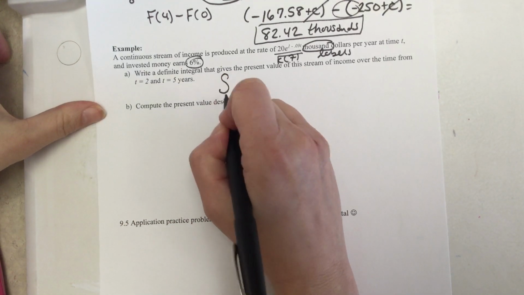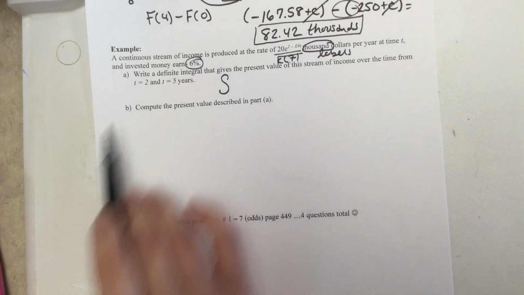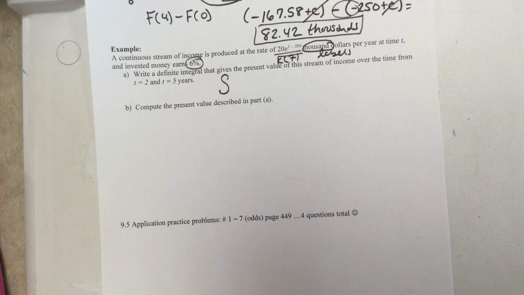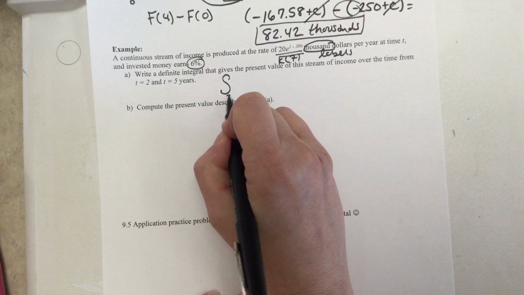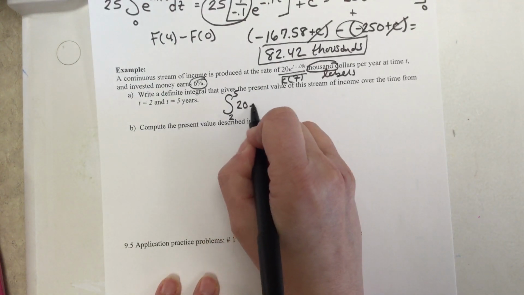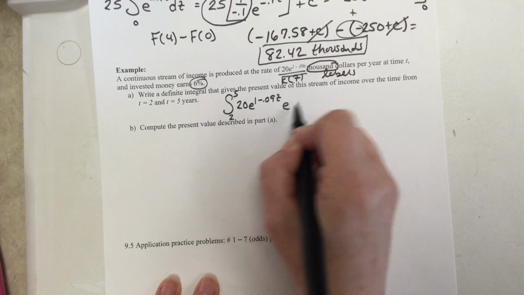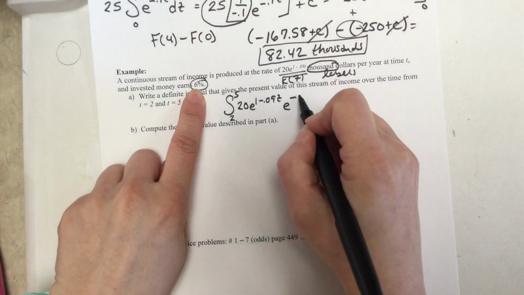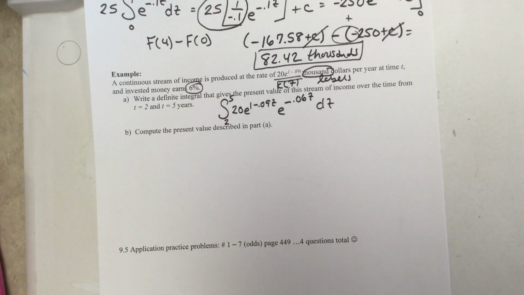I did this because some of the suggested assignments in the book separated it as A and B. A is like, okay, let's just write this, and B is like, okay, now let's solve it. So I'm going from 2 to 5. K of t is 20e^(1 - 0.09t), then it's e to the negative rate, e^(-0.06t) dt. So that's all that would be for A. You just wrote out the present value function.